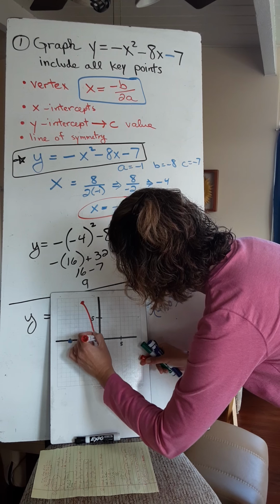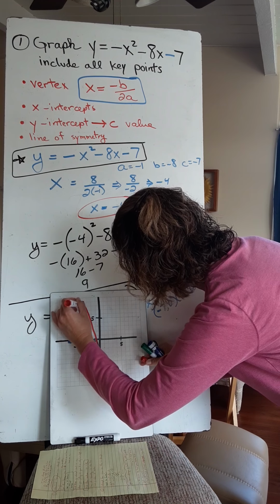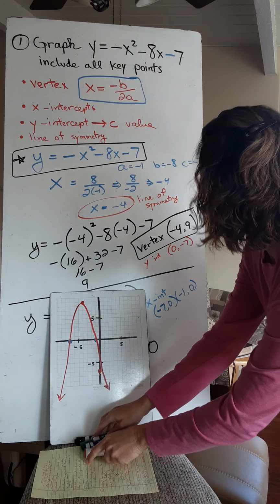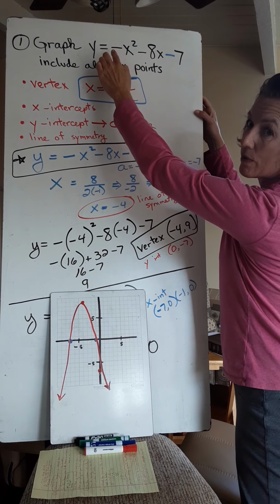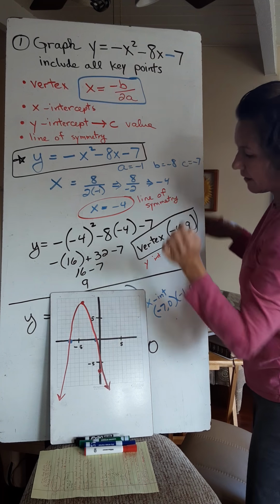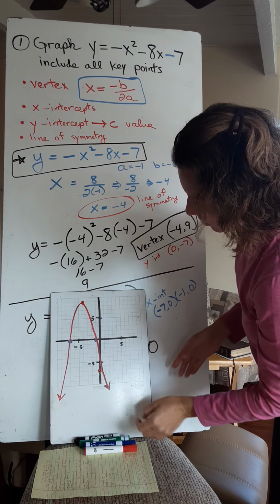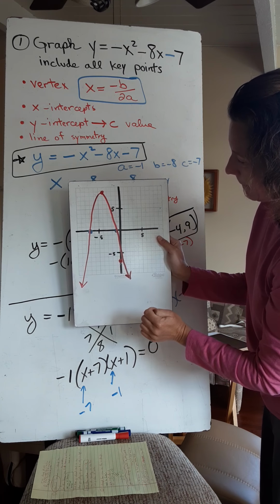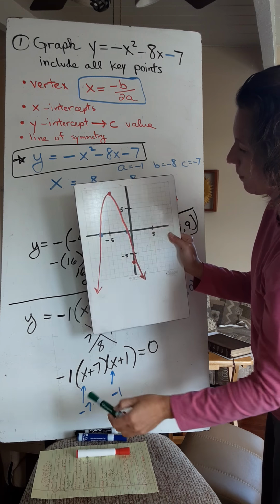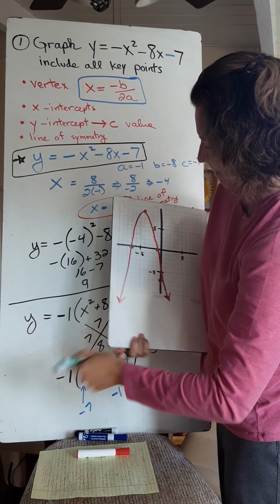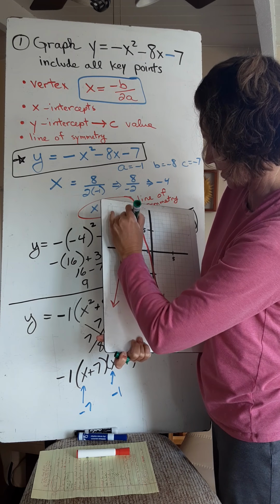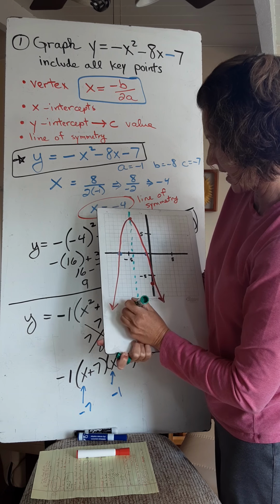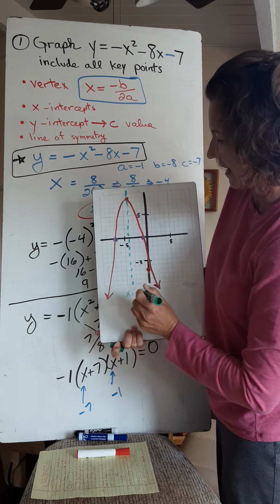It's going to open down, and we know it opens down because it starts with a -x². We know -7 is our y-intercept. I didn't draw it perfectly right there, but our shape is going to be the parabola, and our line of symmetry, if we were to draw that in, it's going to go right through the vertex as a dashed line, and that's going to be x equals -4.